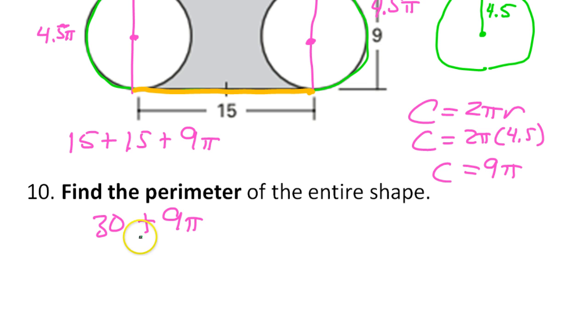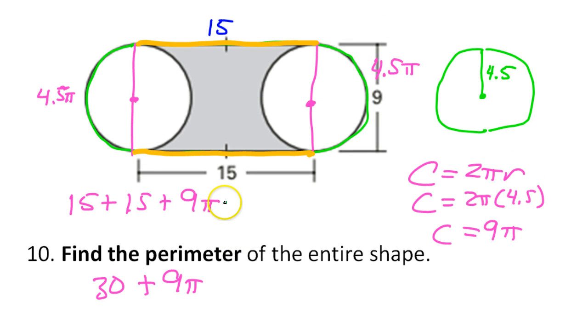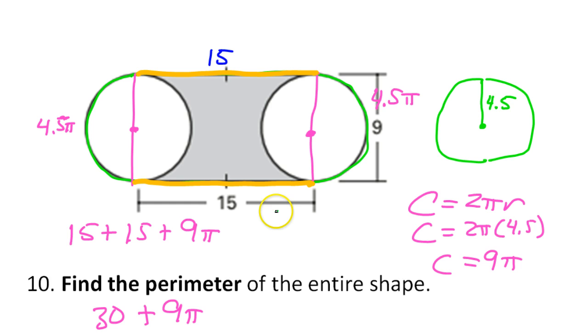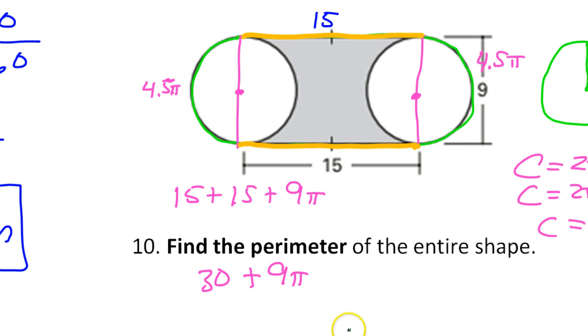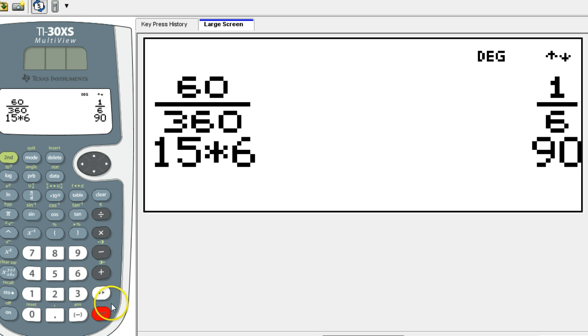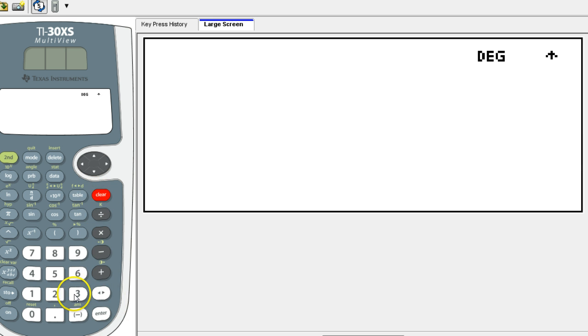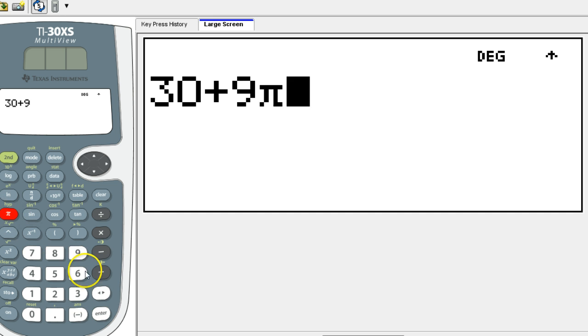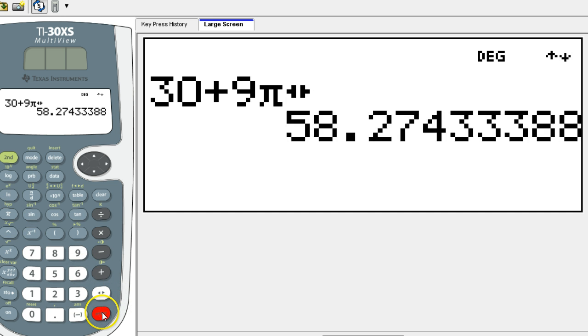You can't put it together and make 39, because this one doesn't have a pi. And it doesn't look like they gave us any units, so we're just going to have to leave it alone. So that's the exact answer for the perimeter of the entire shape. Or we could turn it into a decimal, 30 plus 9 pi. That's 58.27.